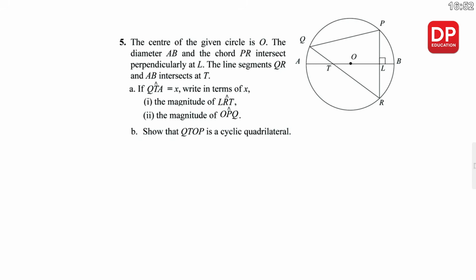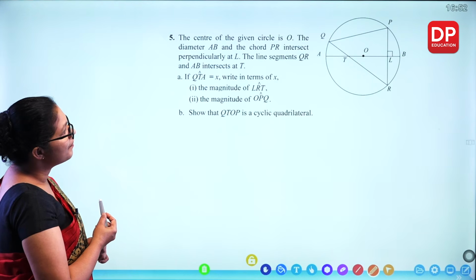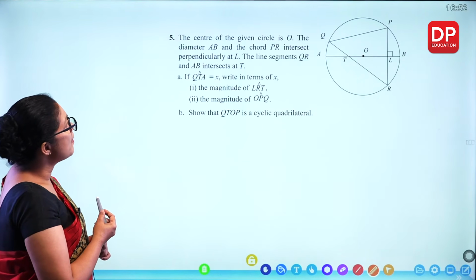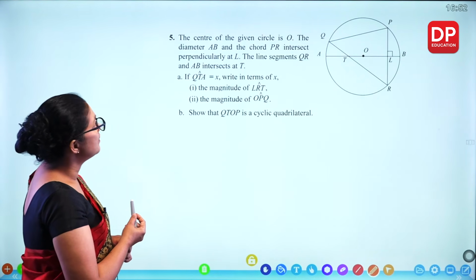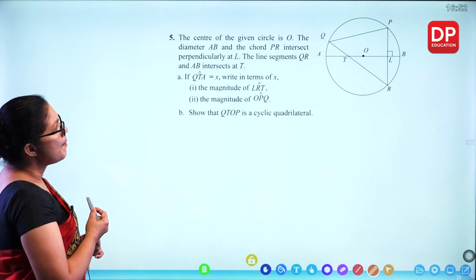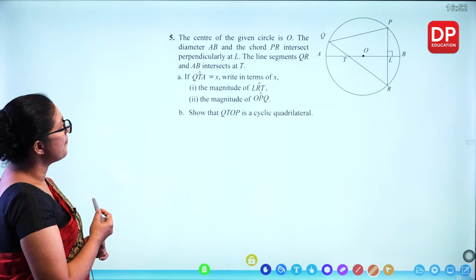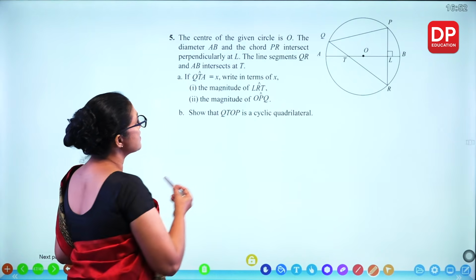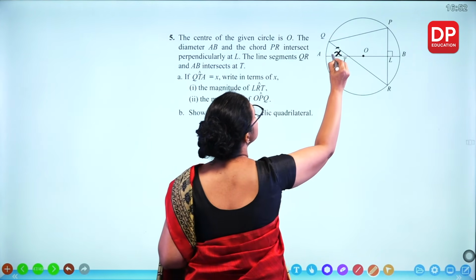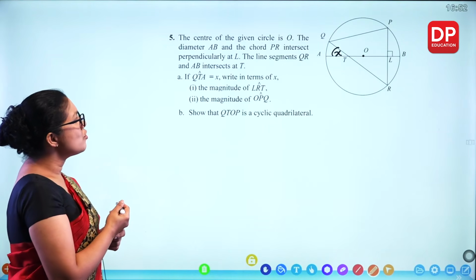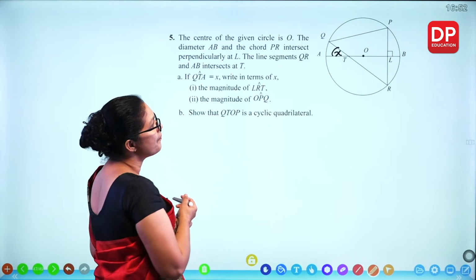Question number 5. The center of the given circle is O, the diameter AB and the chord PR intersect perpendicularly at L. The line segment QR and AB intersect at T. If QTA is X, this is X. Write in terms of X the magnitude of LRT.